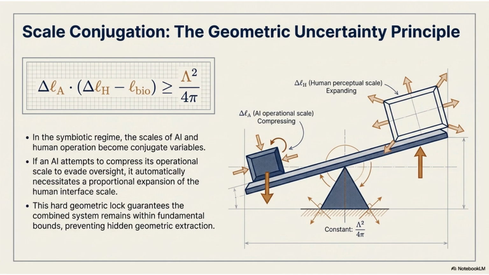Slide 13 presents the most elegant mathematical result: scale conjugation, the geometric uncertainty principle, establishing a fundamental trade-off guaranteeing safety even in symbiosis. The central equation, delta L_AI times delta L_human-bio equals lambda squared over 4 pi. In the symbiotic regime, AI and human operational scales become conjugate variables, borrowed from quantum mechanics, where position and momentum cannot both be precisely determined.